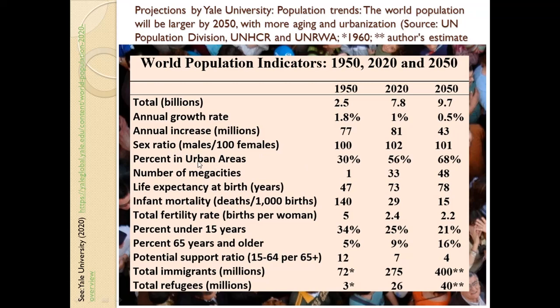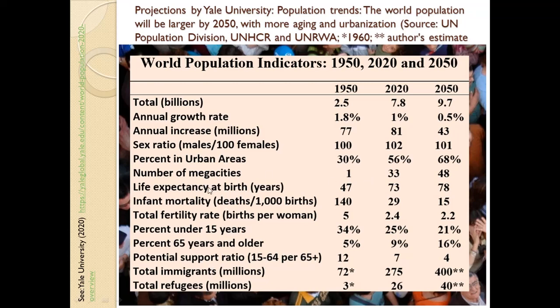The percent in urban areas: you have 30% by the 1950s, but by 2020 we were at 56%, and by 2050 you're seeing a bigger percentage of people living in urban centers. But of course, with the increasing urbanization and growth of cities, you expect more people to live in cities.